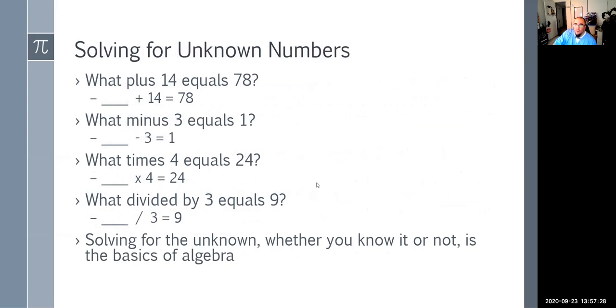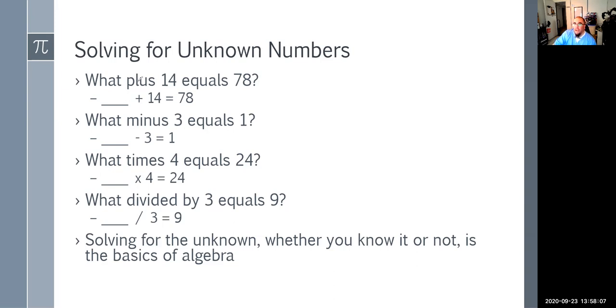So solving for unknown numbers. This is looking at all of those orders of operation we just talked about. One of the things I want to clue you in on here: solving for an unknown number, whether you know it or not, is basic algebra. People freak out about algebra. For some reason, if I put that little line there, you can solve these. But if I come in and go x plus 14 equals 78, solve for x, people freak out. Oh, algebra. It's the same thing. Whether it's a blank or a letter there, they're the same thing, right?